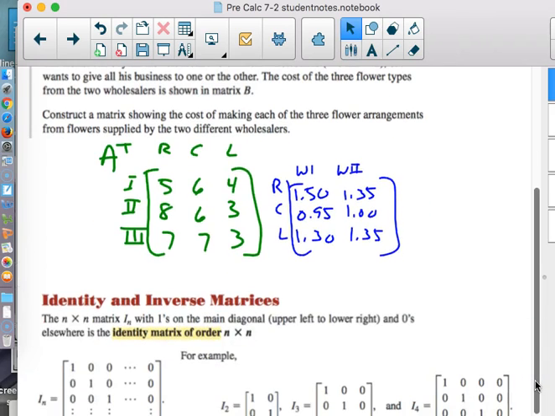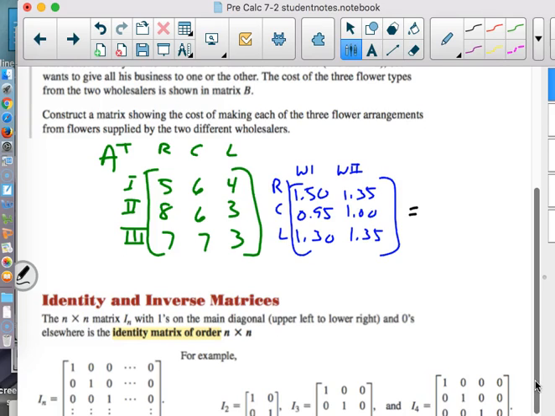I think about my pattern for multiplication, I just want to double check. So this is wholesaler 1: roses, carnations, lilies. Perfect. Matches up exactly what we need. So all we have left is multiplication.